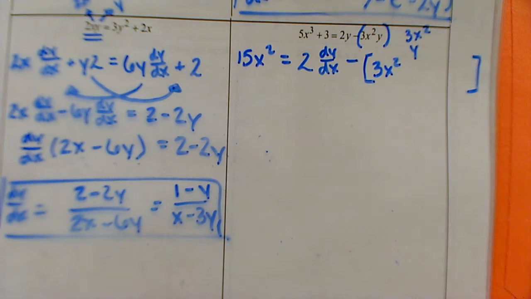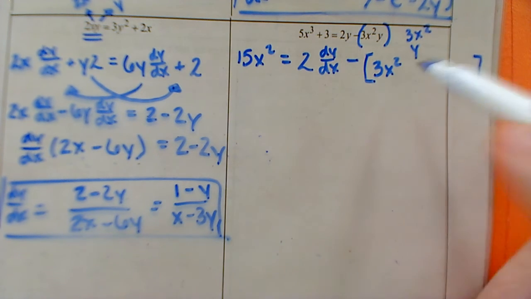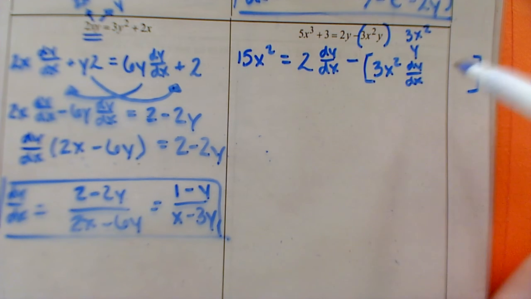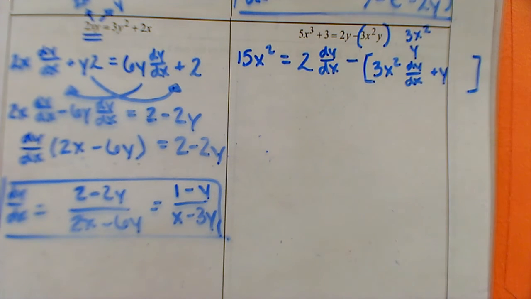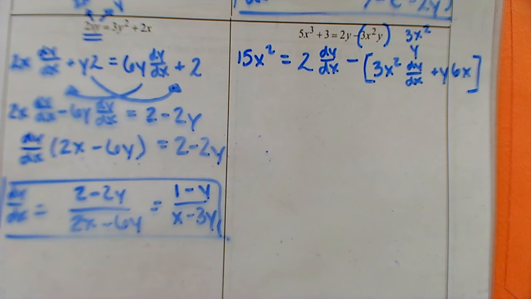So 3x squared is our first term. D2, we need the derivative of y, which would be dy over dx, plus 2, which would just be y, times d1, the derivative of 3x squared. We got 6x.